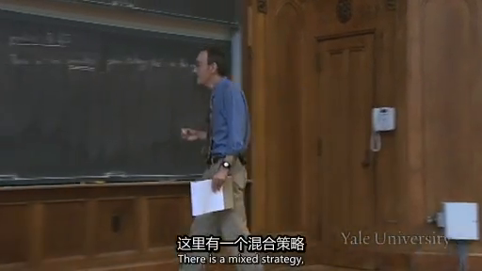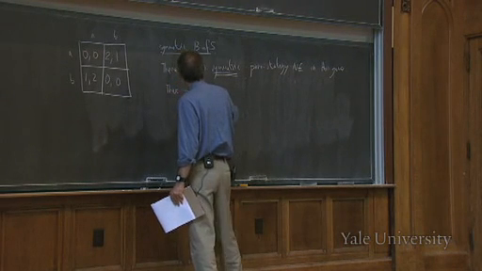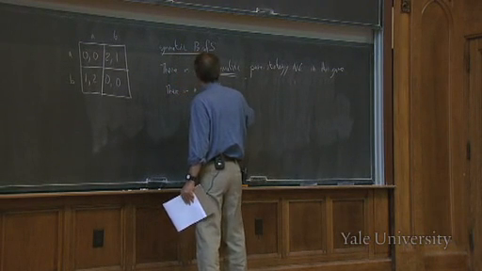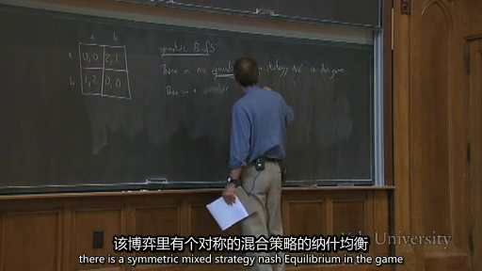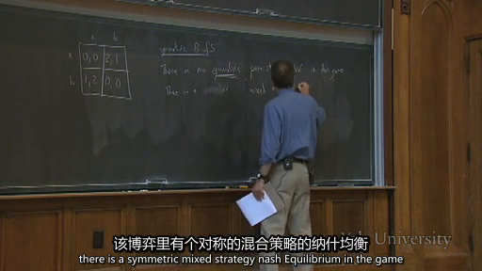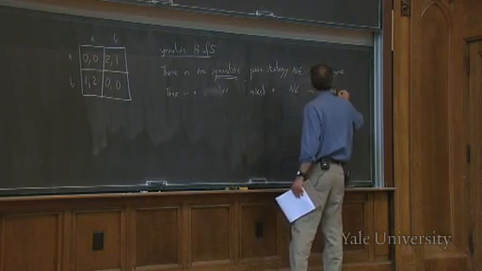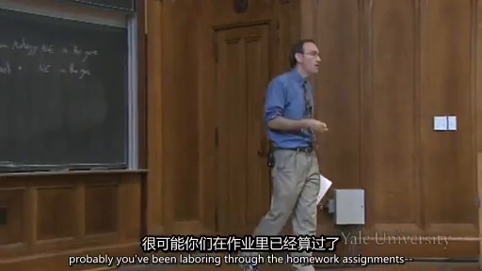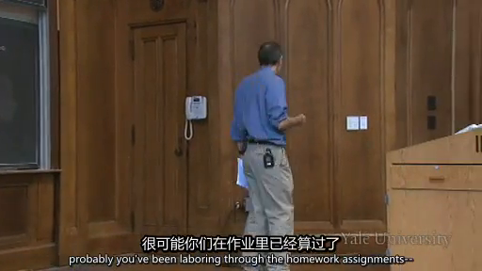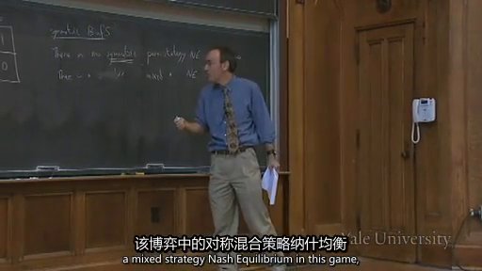All right. There is a mixed strategy. So let's have the word symmetric first. There is a symmetric mixed strategy Nash equilibrium in the game. All right, and we could go through and work it out. We all know now, probably you've been laboring through the homework assignments, so you all know how to find a mixed strategy Nash equilibrium in this game.